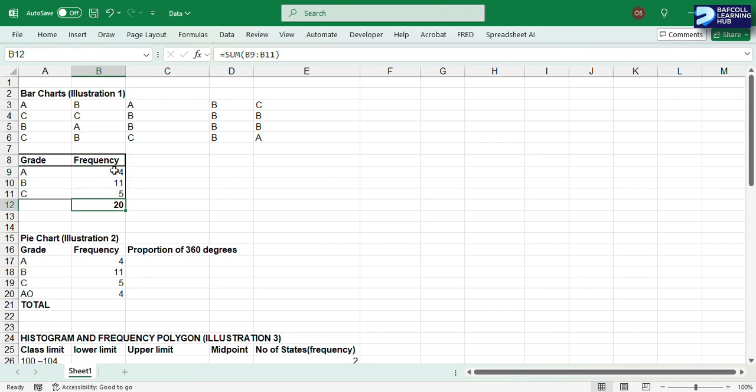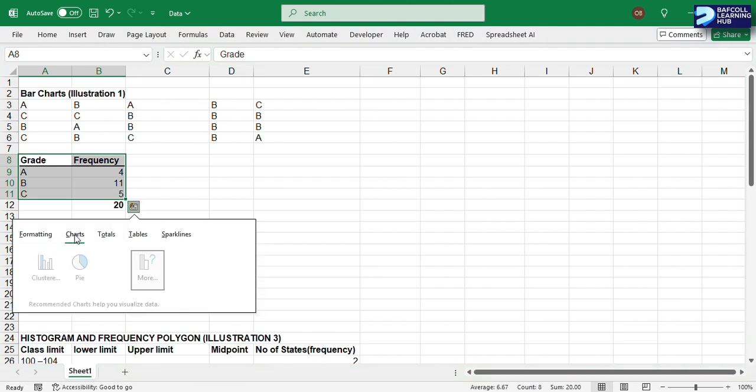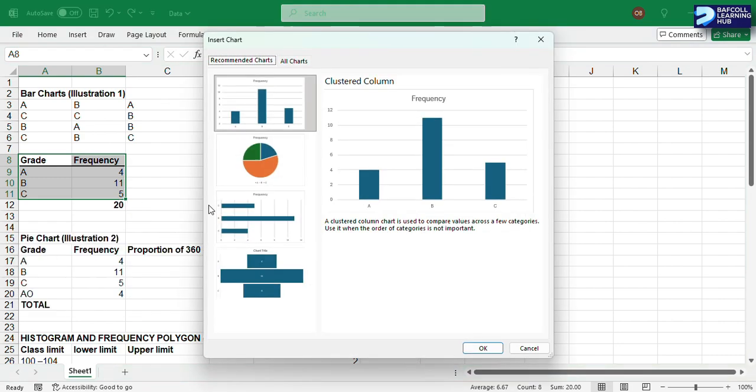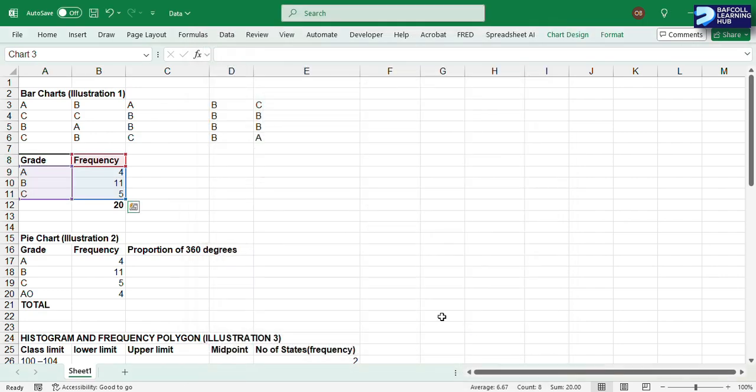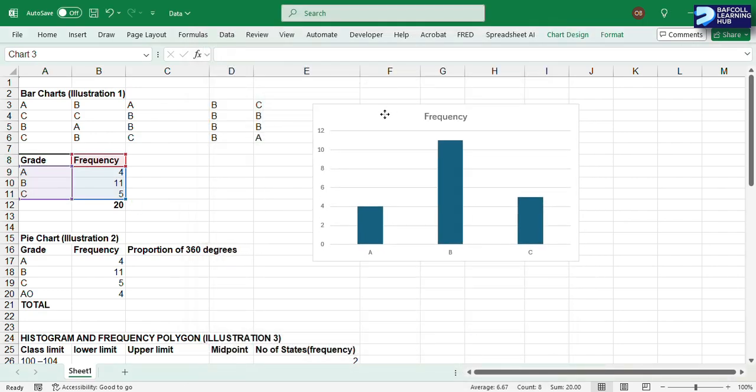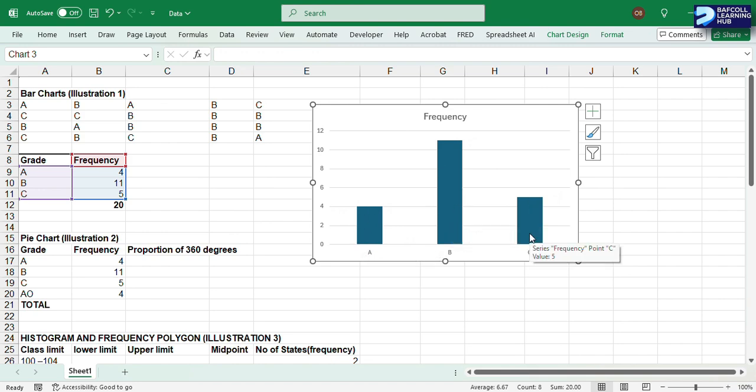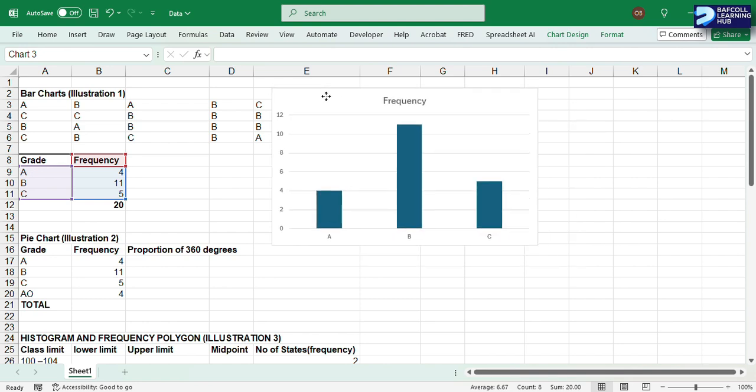Now, to be able to draft bar charts, we have to select this, then we can come to Insert and click on this over here. Then come to More. So I have my bar chart over here. This is a nice bar chart that has been designed for me for grade A, grade B, and grade C. So that's how we draft our bar charts.